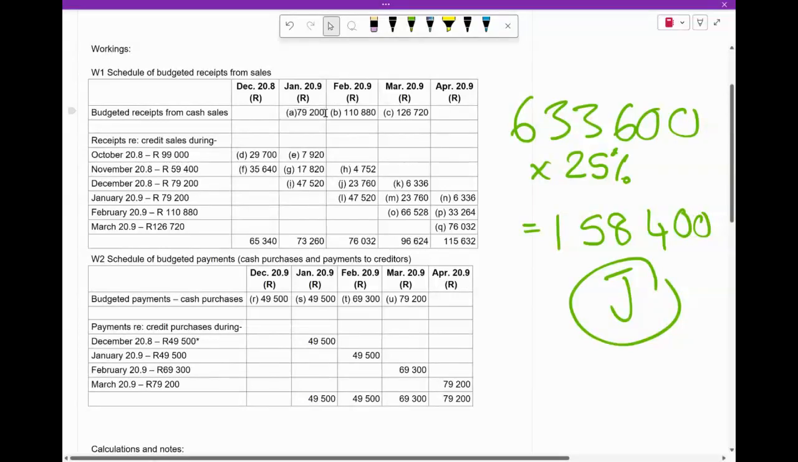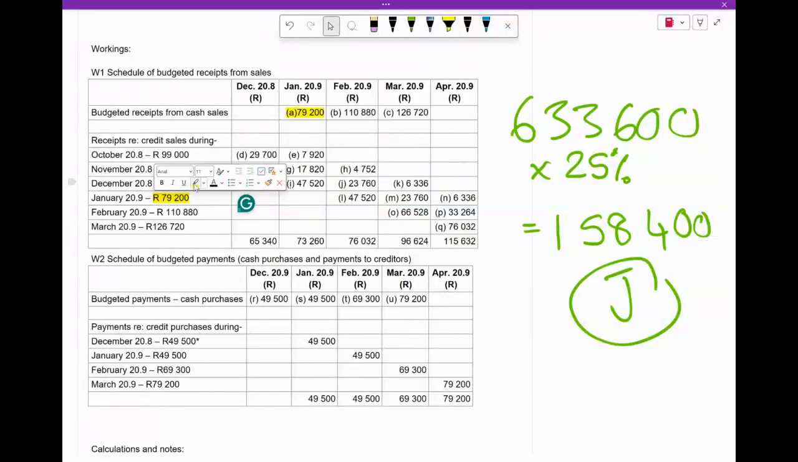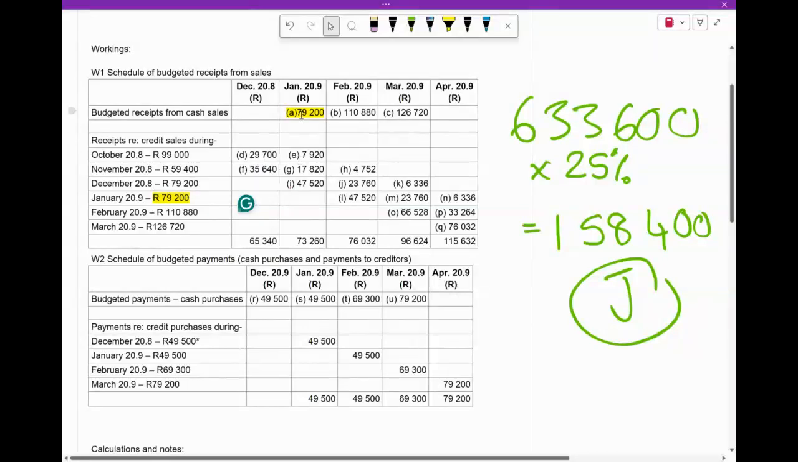Let me actually highlight this so that you guys can follow exactly what I'm saying. So there you can see, remember, our first step when we were looking at building schedules was to get how much were our credit sales in the respective months. So you're following that same first step. Only thing is now you're also worried about the cash as well. Here you've got your 79,200, and there you've got your 79,200. You go on to do the same thing for the remainder of the months.